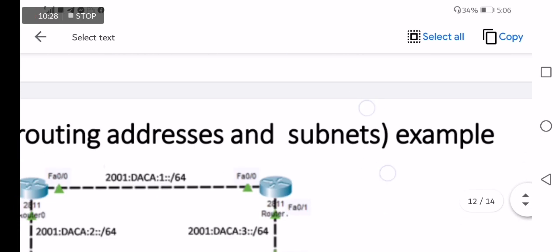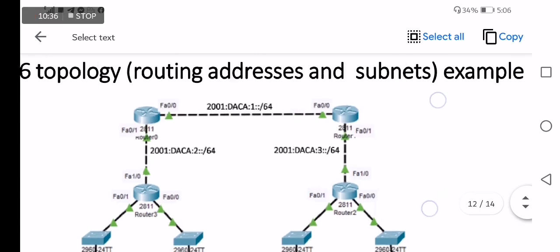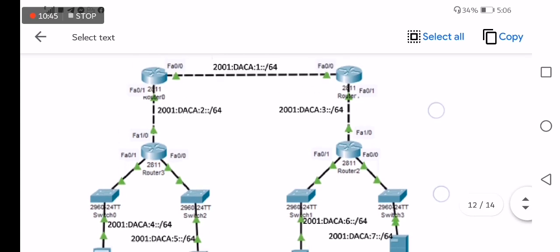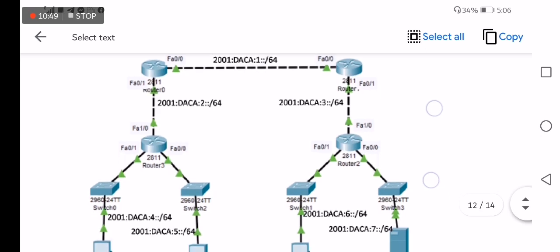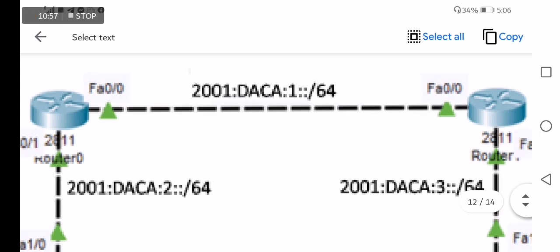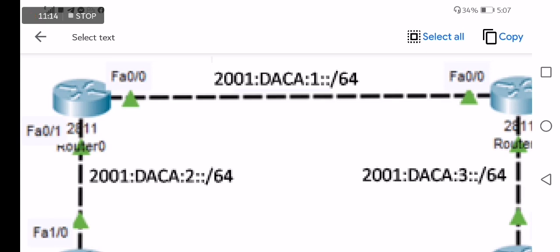Another example to classify the major view of IPv6 addressing. Here we have a topology with 4 routers. Let us focus on the addressing part of the topology. The upper one here is 2001:DACA:1/64. This is an IP address. The /64 represents the network part. Compare it with the left address, which is 2001:DACA:2/64. It is easy to distinguish between them by the difference of 1 and 2.